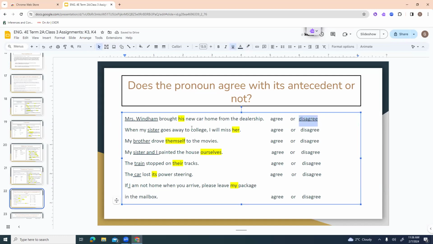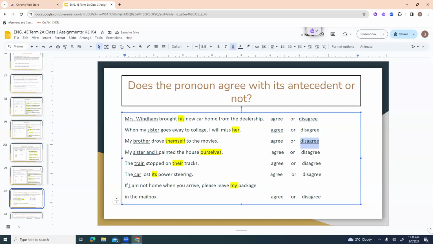When my sister goes away to college, I will miss her. So her is referring to sister. Do they agree or do they disagree? In this case, it agrees. They're both singular and they're both female. My brother drove themselves to the movies. Does themselves agree with brother? In this case, no, because brother is singular. So it disagrees. It is not correct. I would have to fix it if I was having that in my writing.